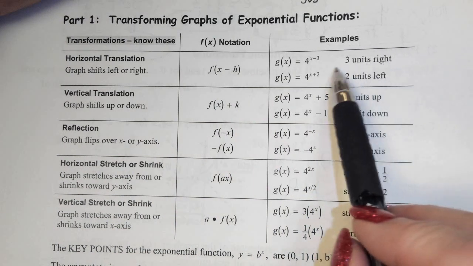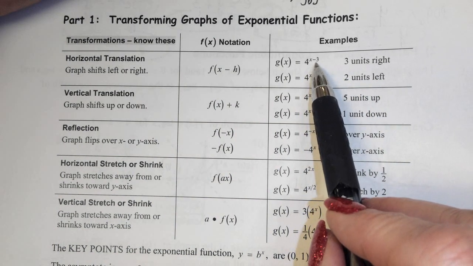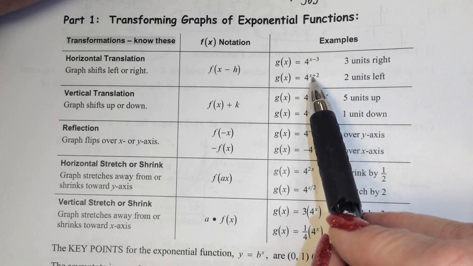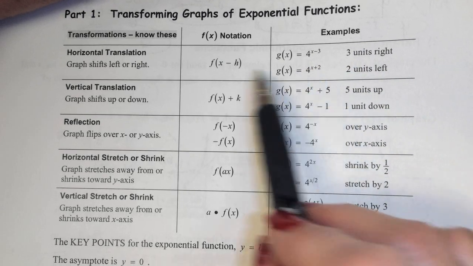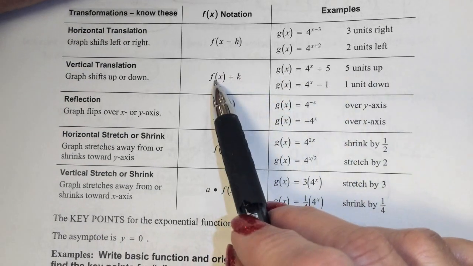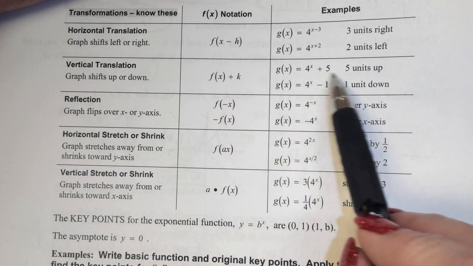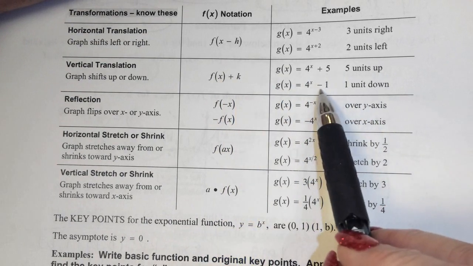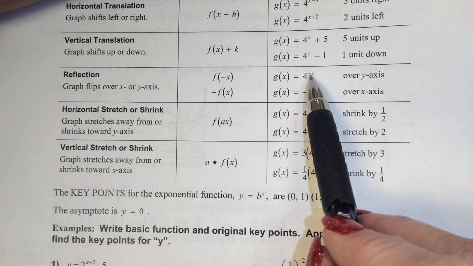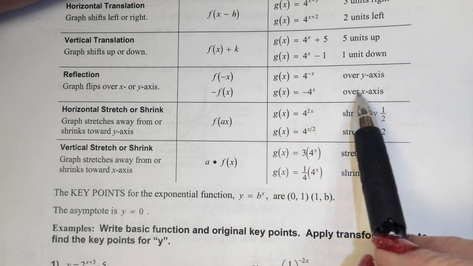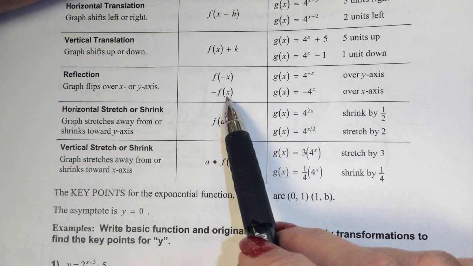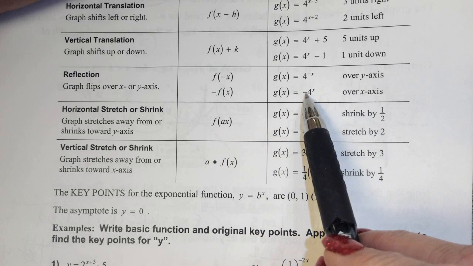If I want to move to the right 3 units, x gets replaced with x minus 3. If I want to move to the left 2 units, x gets replaced with x plus 2. That's what this is saying right here. If we want to go up, the entire function, we just add that value to the function. So 5 up, 1 down. If we want to go over the y-axis, x gets replaced with negative x. If we want to reflect over the x-axis, then the entire function gets multiplied by a negative.